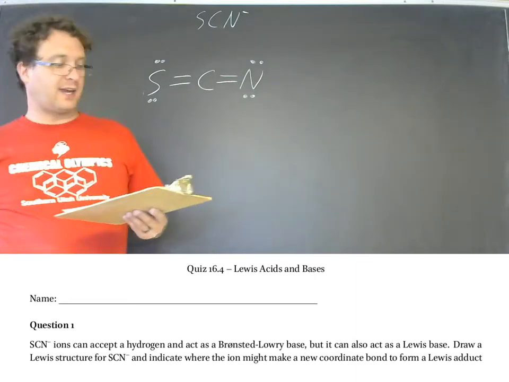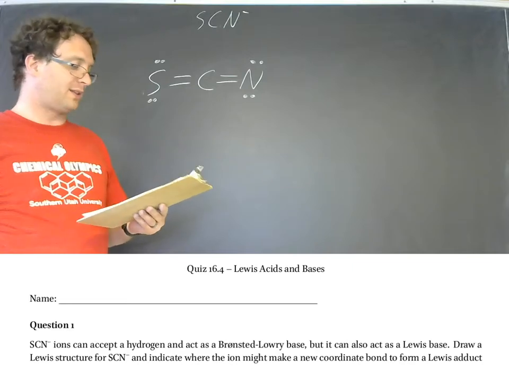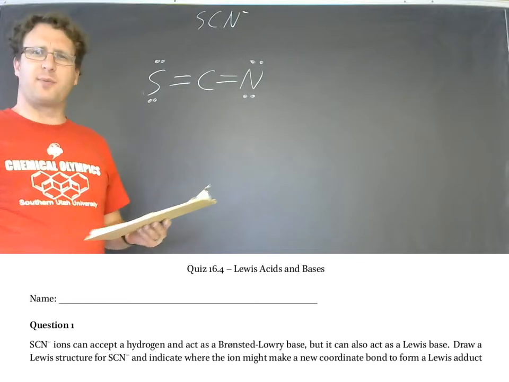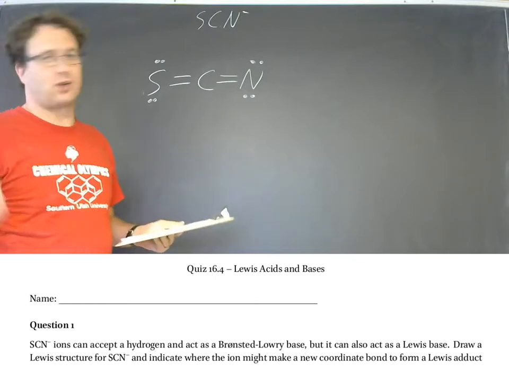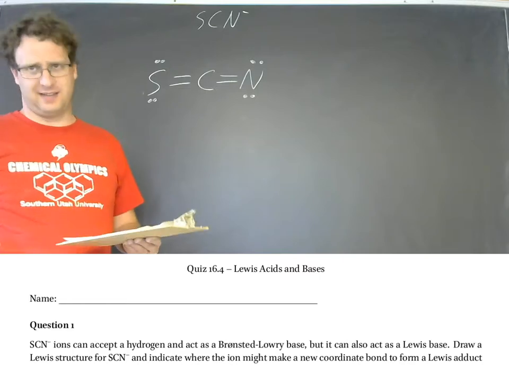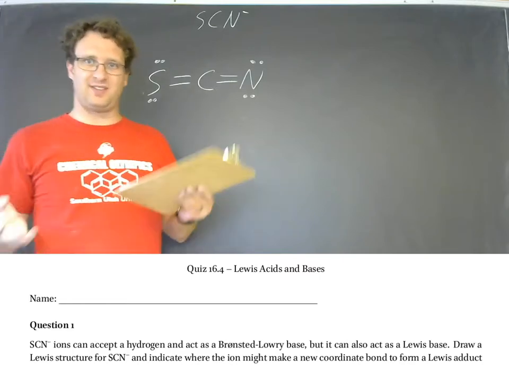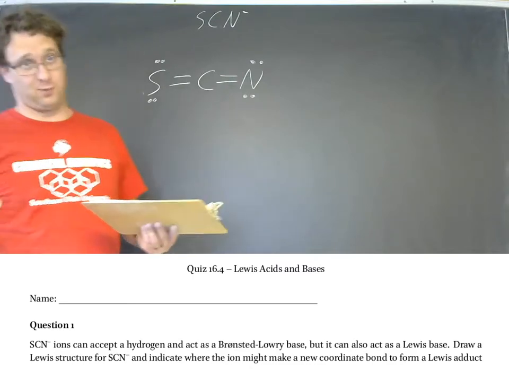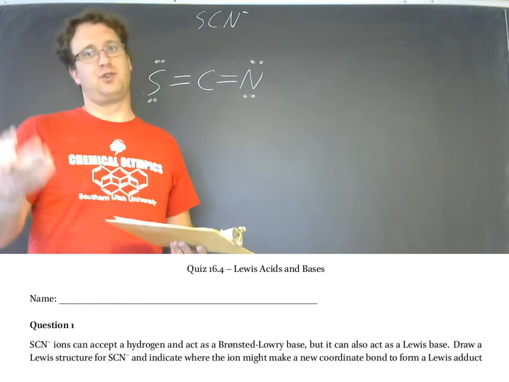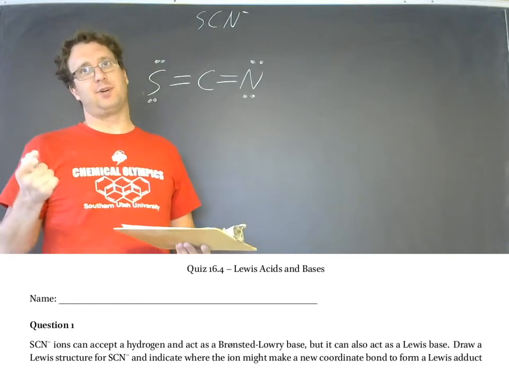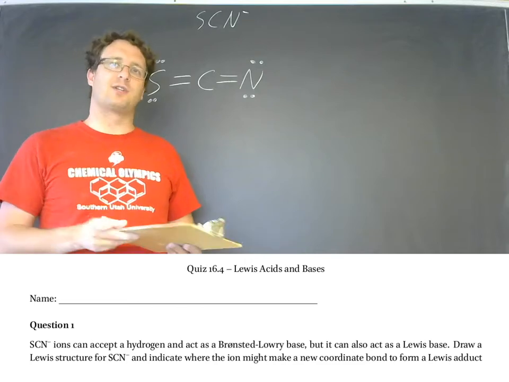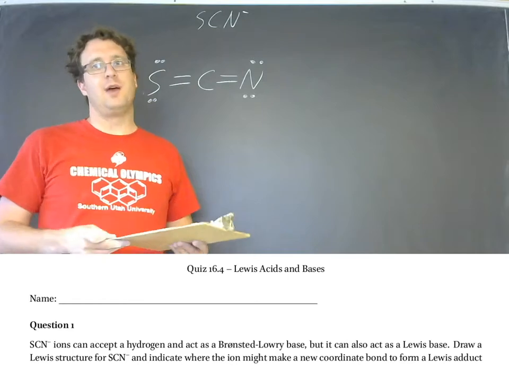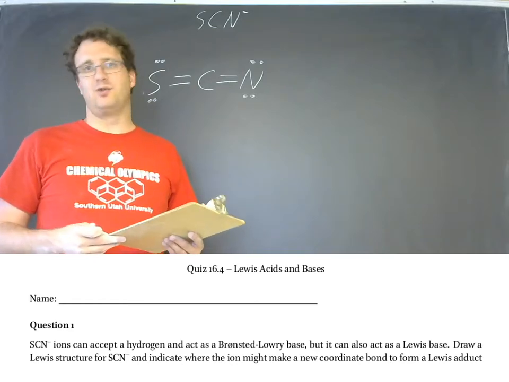And thiocyanate can act as a Bronsted-Lowry base by accepting a hydrogen, but it can also act as a Lewis base. And remember, a Lewis base is an electron donor. A Lewis acid is an electron acceptor. It's kind of like the mirror image of the Bronsted-Lowry definition, where an acid is a hydrogen donor and a base is a hydrogen acceptor. For Lewis theory, we focus on the electrons, and they take opposite, or you could say complementary roles. So the Lewis base is an electron donor.